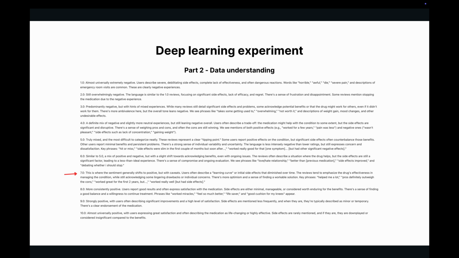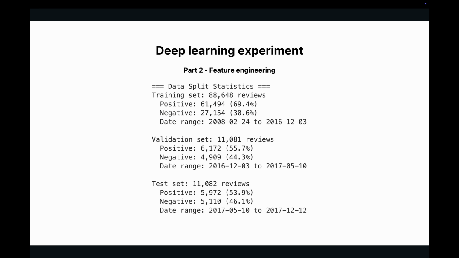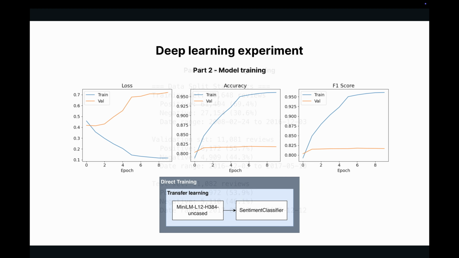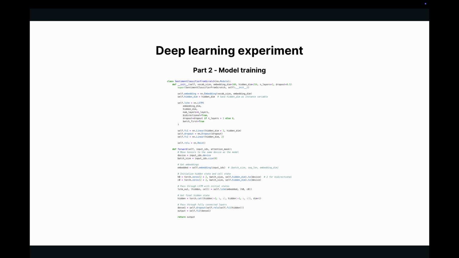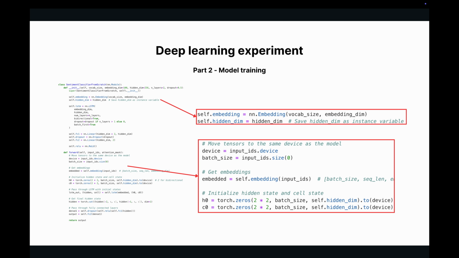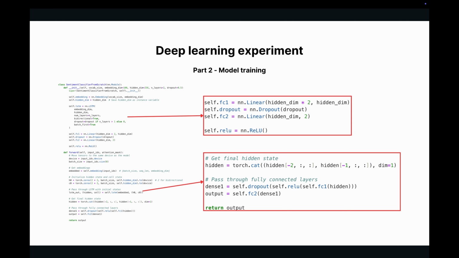drug's treatment effectiveness. After some basic pre-processing and data splitting sorted by date to better reflect its real-world utility, we train our direct training transfer learning, which shows a large amount of overfitting. Our custom model is a bidirectional LSTM-based neural network for sentiment classification. It starts by embedding words into dense vectors, processing these embeddings using a bidirectional LSTM to capture sequential context, and then uses fully connected layers to classify the sentiment based on the LSTM's output.